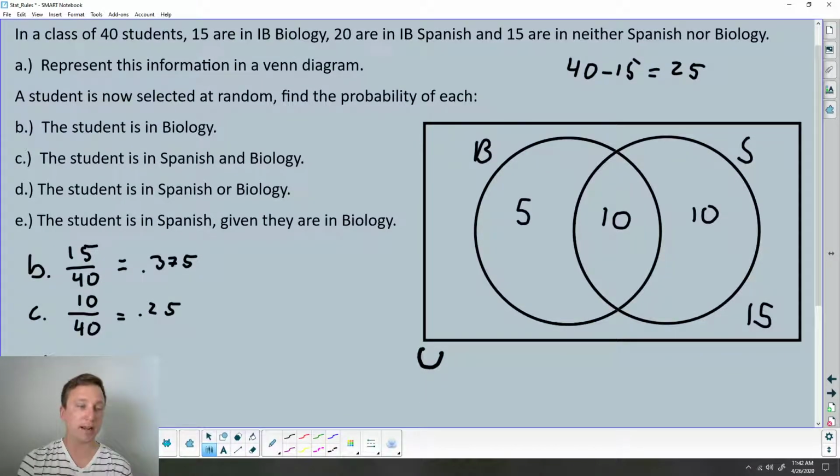On to D. The student is in Spanish or biology. Well, what we need to do here is consider the word or. If I'm saying or, they could be in biology, they could be in Spanish, or they could be in both.